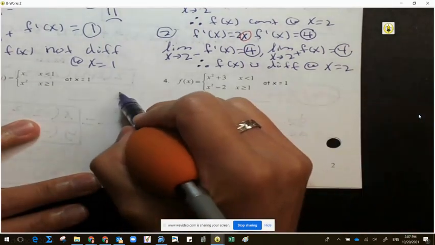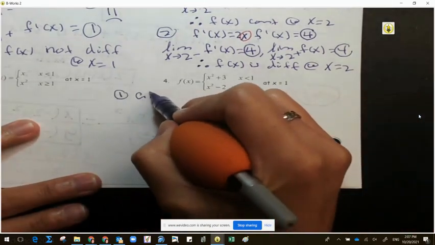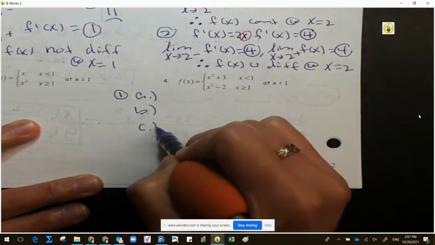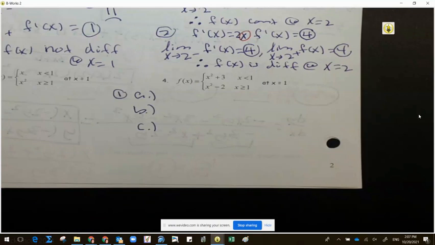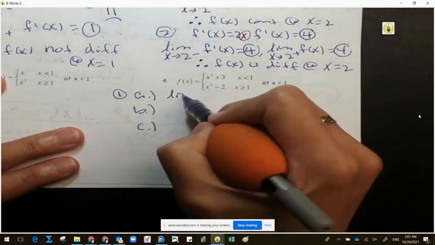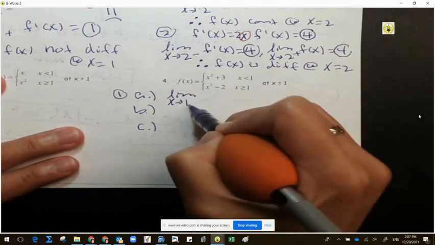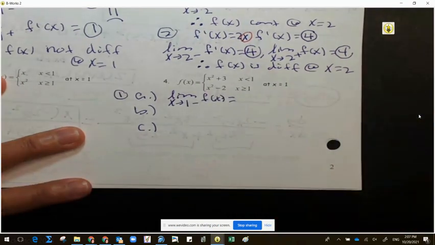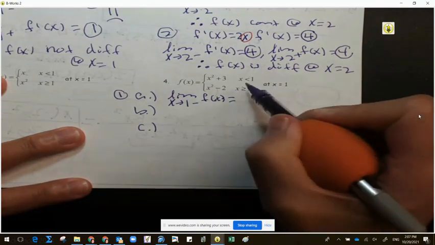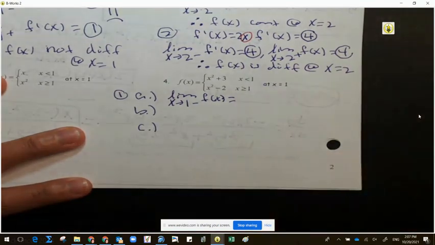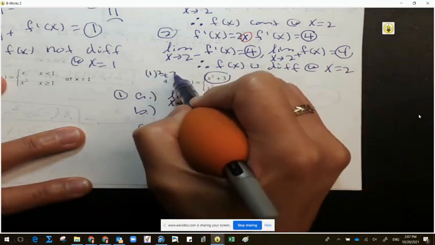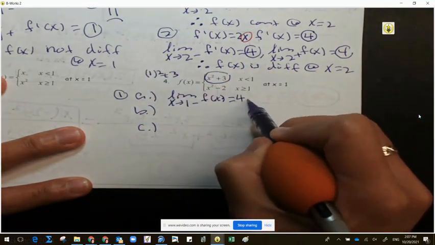On number 4, let's do the first step. Part A. I guess you could write out A, B, and C, and you'll notice something about the A. Let's write out the limit as x approaches 1 of f of x. When I'm going to 1 from the left, which is my left here? The top one? So let's plug it in. 1 all squared plus 3. How many is that? 4.